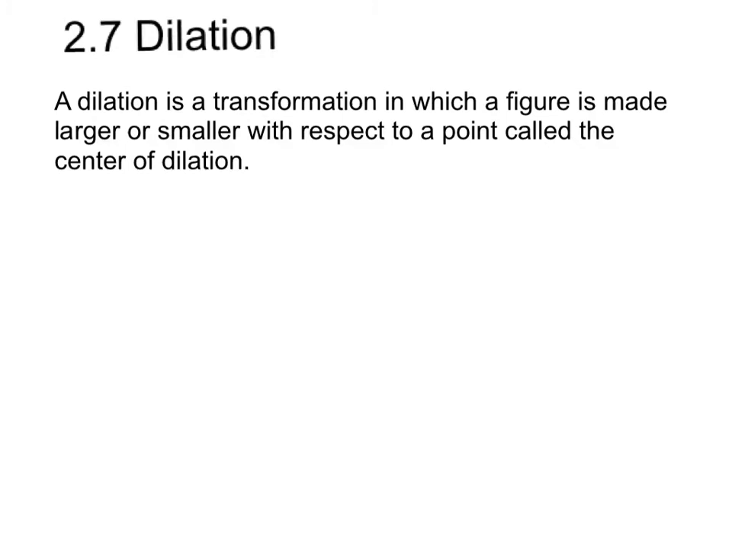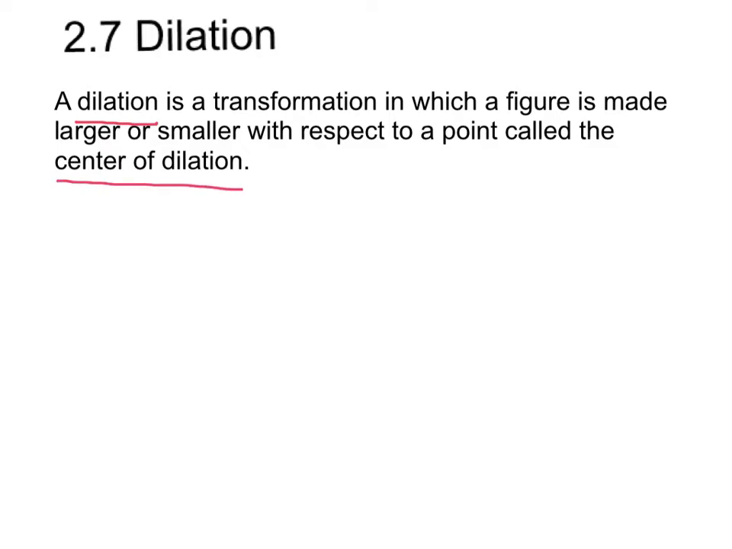We are in section 2.7, the last section of chapter 2 in transformations. And this transformation we're going to talk about is called dilation. We have two vocab words here. A dilation, there's your first vocab word, dilation, is a transformation in which a figure is made larger or smaller with respect to a point called the center of dilation.